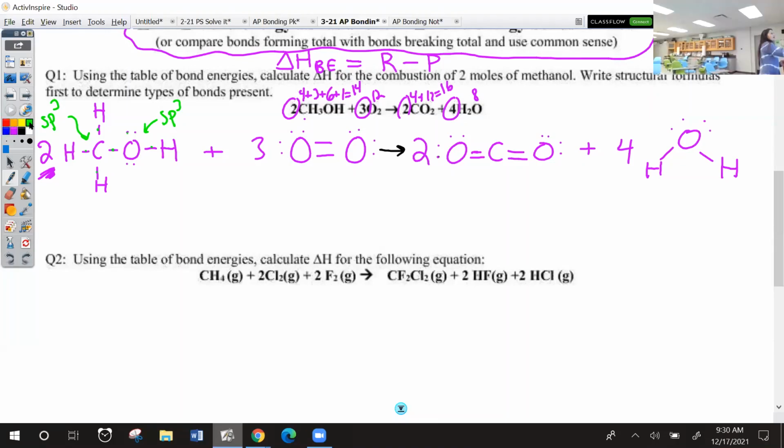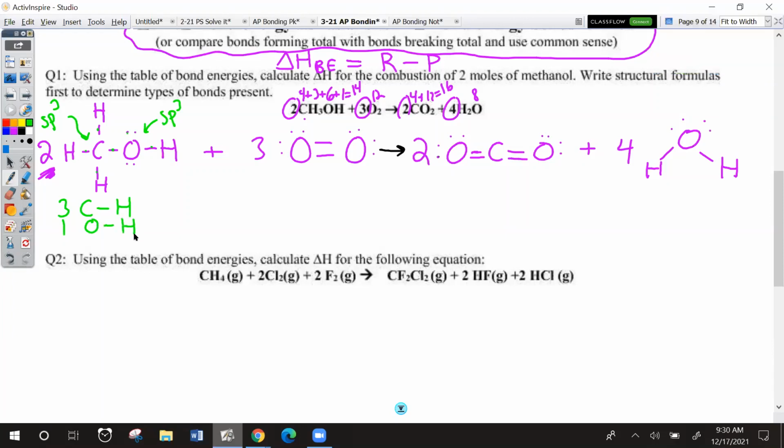Perfect. Okay, I've got CH bonds. I have 3 of them. So 3 of the CH bonds. And then I heard there's also an OH bond. And what else do you see? There's one more thing that I see. The CO bond. And the CO bond, perfect. And 1 CO bond, and that's a single bond.